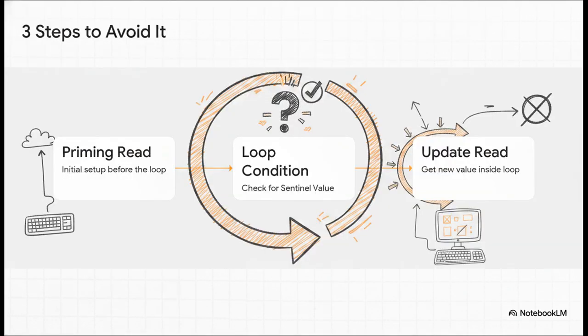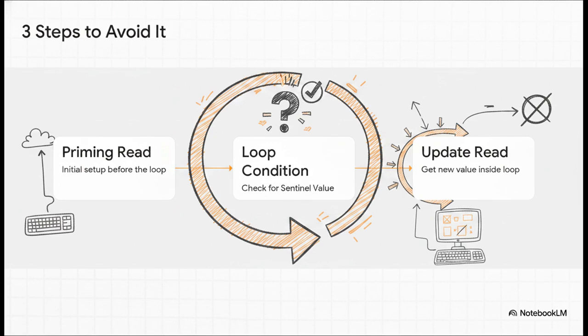To avoid that infinite loop nightmare, we follow an essential 3-step method when getting data from a user. Step 1 is the priming read. This is an instruction right before the loop that sets things up by getting the very first input value. Step 2 is evaluating the loop condition by comparing that input to a sentinel value.